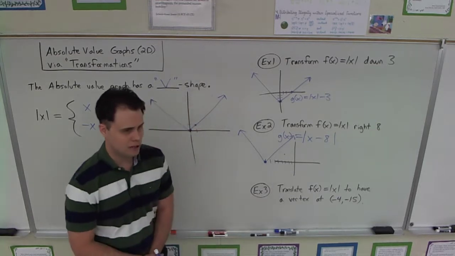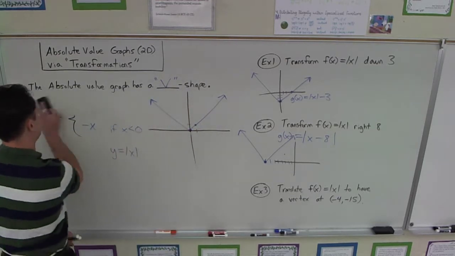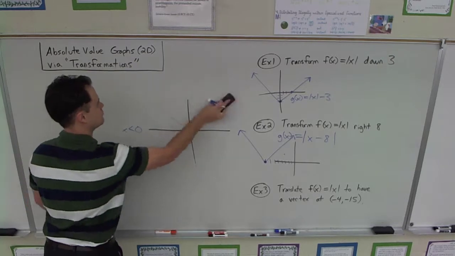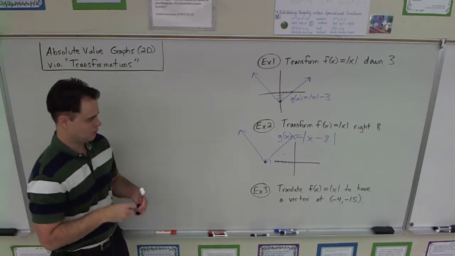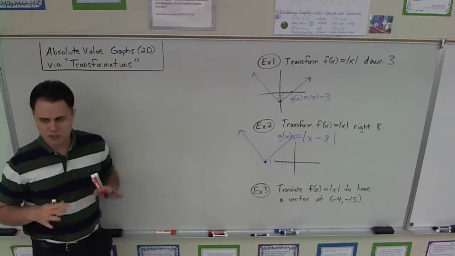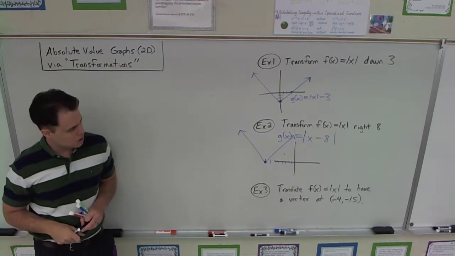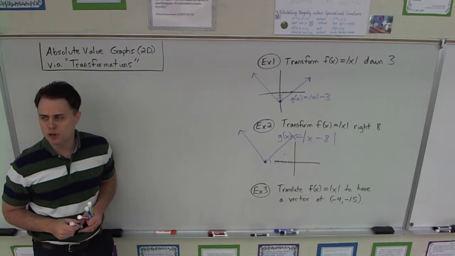Okay, so let's do one that combines those two things. I'll get this out of my way. Let's combine both things now, all right? So this one says translate. Again, we're going back to the very original V shape, and it says translate it to have a new vertex.